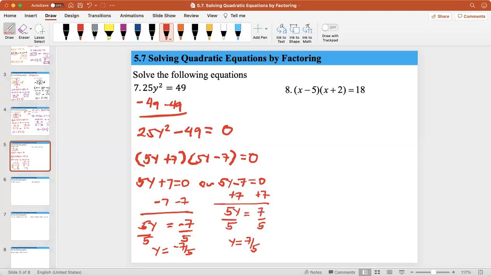So what's our solution set in this case? Our solution set would be the set negative 7 over 5 and 7 over 5. I mean, or 7 over 5.